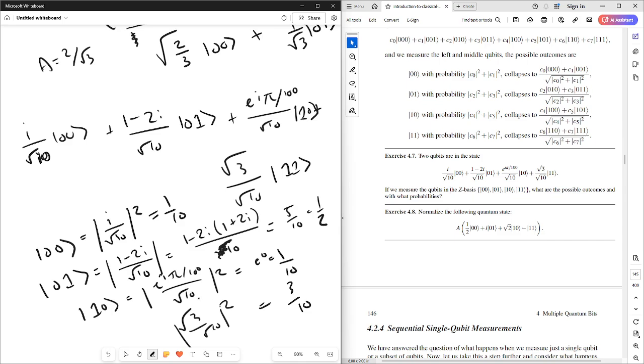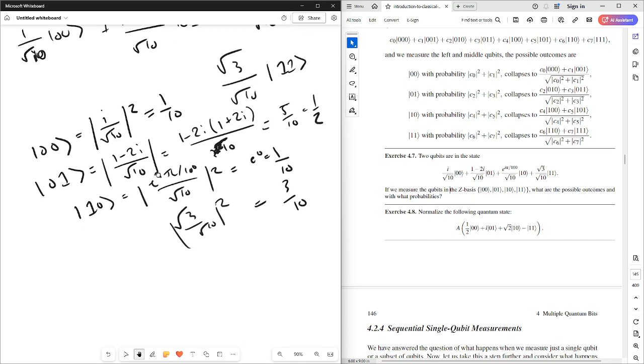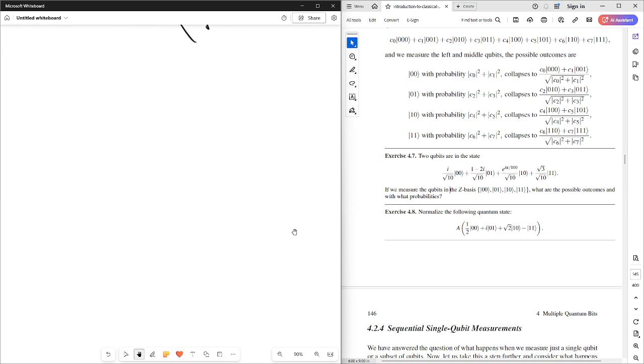So when we measure this superposition, when we measure these two qubits, we'll wind up in state 0, 0 with probability 1/10, state 0, 1 with probability 1/2, 1, 0 with probability 1/10, and then 1, 1 with probability 3/10. Normalizing with 4.8, so we've got, again, another superposition of two qubits.